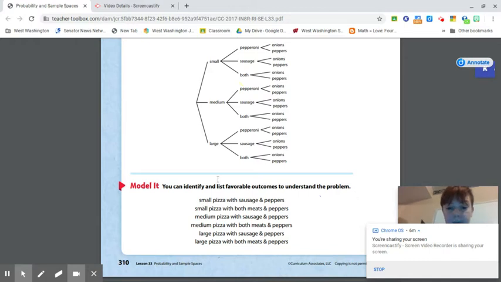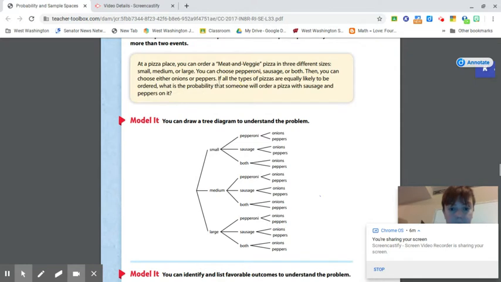So looking at the question, what's the probability that someone will order a pizza with sausage and peppers? And so you would go through and highlight all of the pizzas that have sausage and peppers on it. And I guess that would be easier to do with one of these. So a small sausage with peppers. A medium sausage with peppers. A large sausage with peppers. And those are your favorable outcomes.